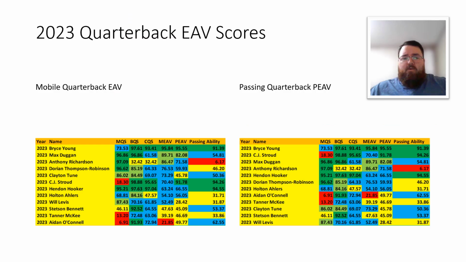Now, I know a lot of you are going to say, well, doesn't that mean your data stuff doesn't matter? Well, not necessarily, because again, the data is not an exact science. It gets you in the right ballpark, if you will, and then you have to let film grades and everything else go into it. But this is how that class stacked up when you look at the EAV scores. For the mobile quarterback scores, Young was the top guy, followed by Max Duggan, Anthony Richardson, Dorian Thompson-Robinson, and Clayton Tune. And then the top passing quarterbacks were Young, Stroud, Duggan, Richardson, and Hooker. And again, a lot of that has to do with their age. Keep in mind, you're adding age in there to signal potential development.